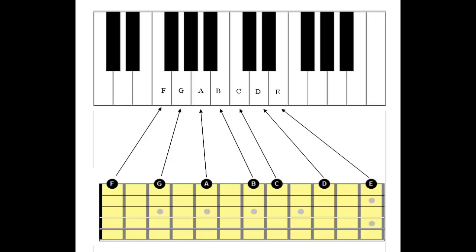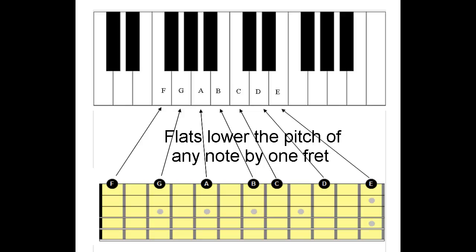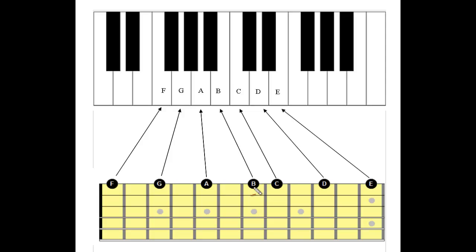An easy way to think about the concept of flats is that, let's say we had a flat tire. If you had a flat tire on your car, the tire would go down, and that's exactly what happens to flats on the guitar. If we're looking for a B flat, we'd locate the note B on the first string, which is at the 7th fret, and we'd find B flat 1 fret closer to the head of the guitar. So the note B flat would be at the 6th fret.